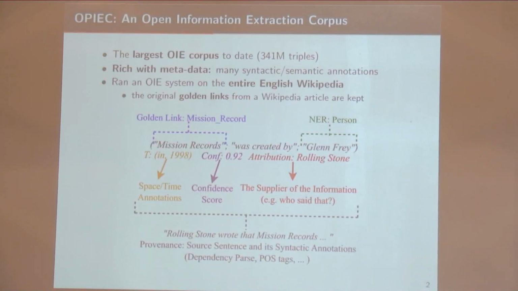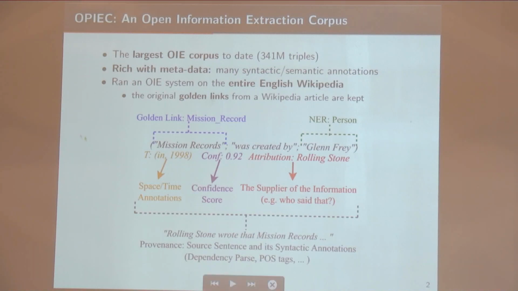To this end, we present OPIEC, which is the largest OpenIE corpus to date, containing 341 million triples, which are also rich with metadata containing many syntactic and semantic annotations. So how we did this: we ran a state-of-the-art OpenIE system on the entire English Wikipedia, where we also kept the original golden links from the Wikipedia articles themselves.